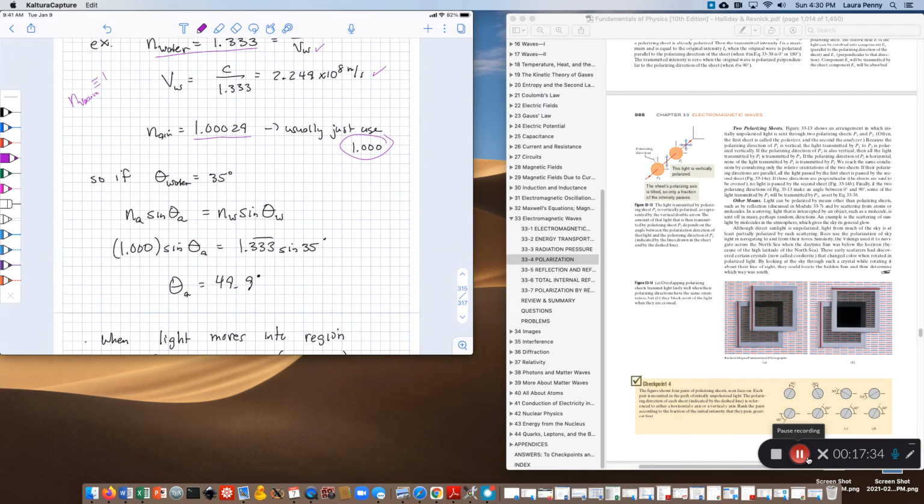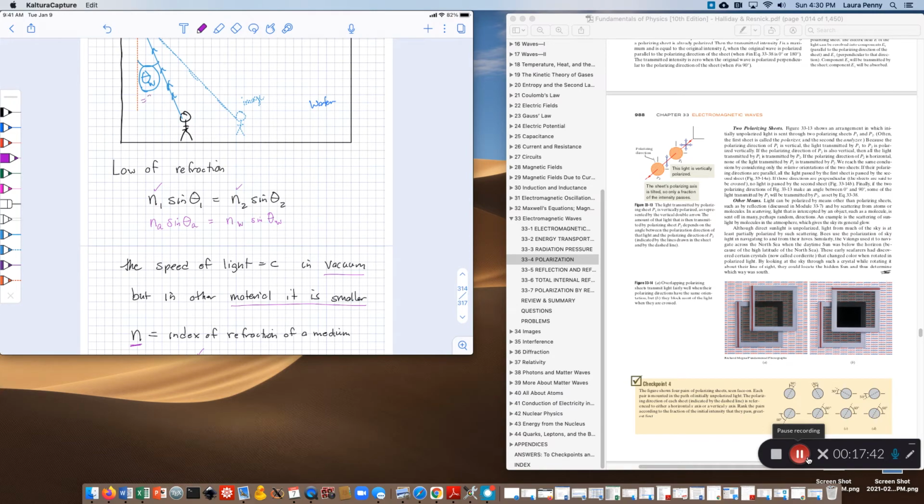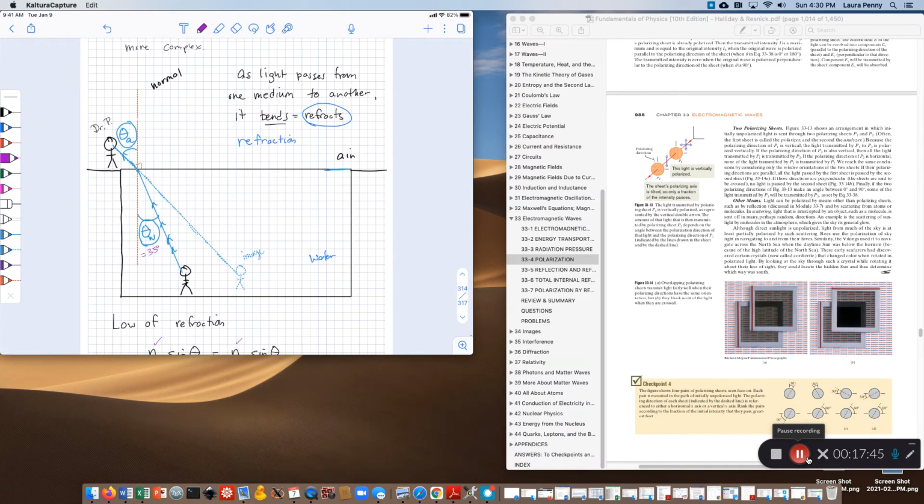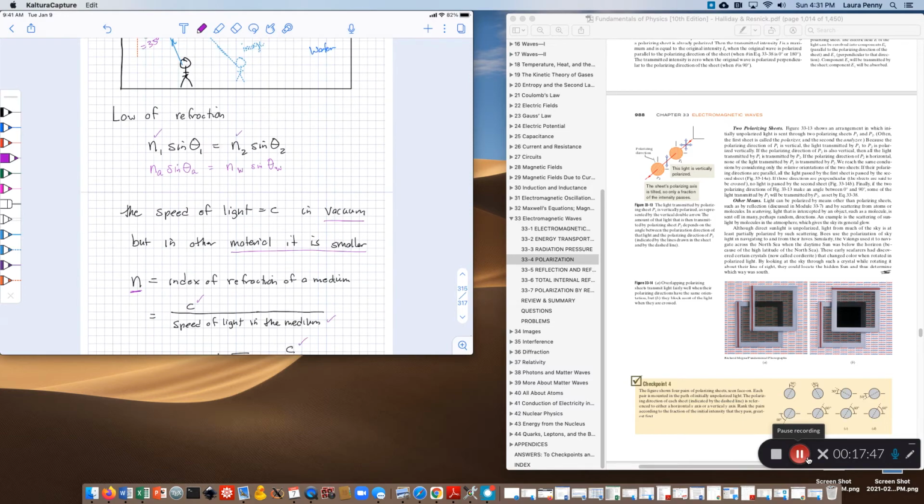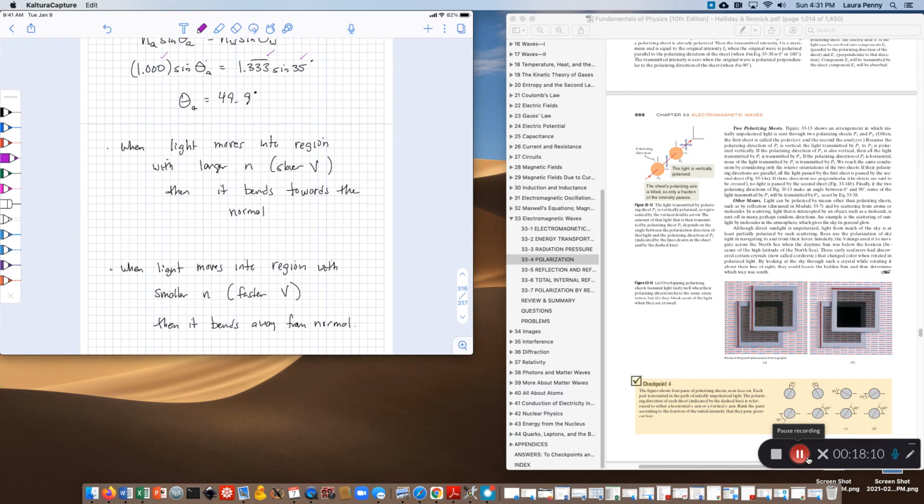Looking at this simple problem I just did, where I say, okay, well, if that angle up here was 35 degrees, and I wanted to know what the angle was in the air, then I can just plug this in. I can say, okay, well, n of air times the sine of theta air is n of water times the sine of theta in the water. N is 1 for air. I want to find this, 1.33 and sine of 35, and I can go through and do the math, and I got 49.9. Y'all can double check that for me if you want. We'll do some more examples of this in class as well.